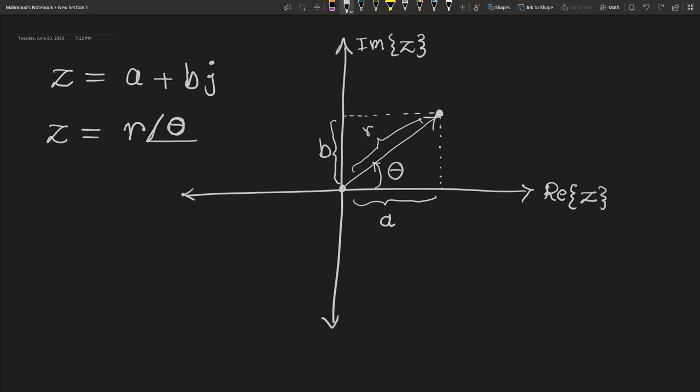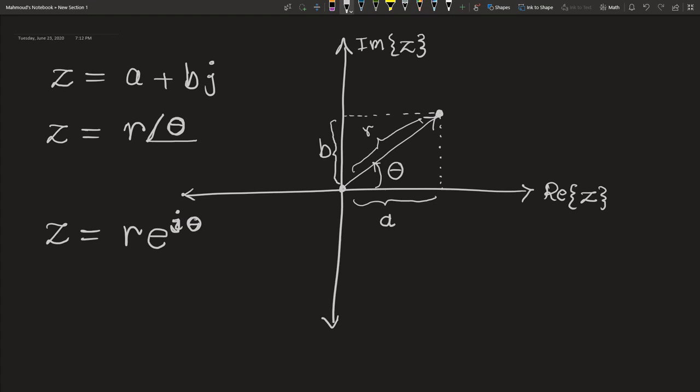A third representation for a complex number is called the exponential representation, which is that Z, the complex number, is equal to R times exponential of j times theta. And this representation, in fact, has deep meaning which I'm not going to cover in this video. However, I will point you to some resources that you might find interesting in this regard.